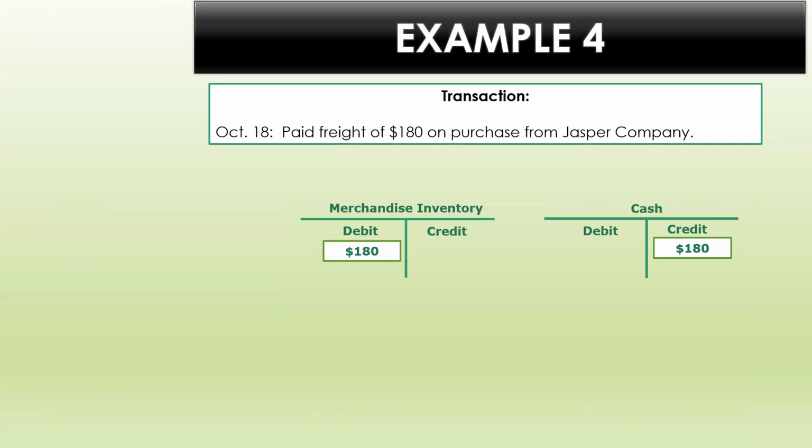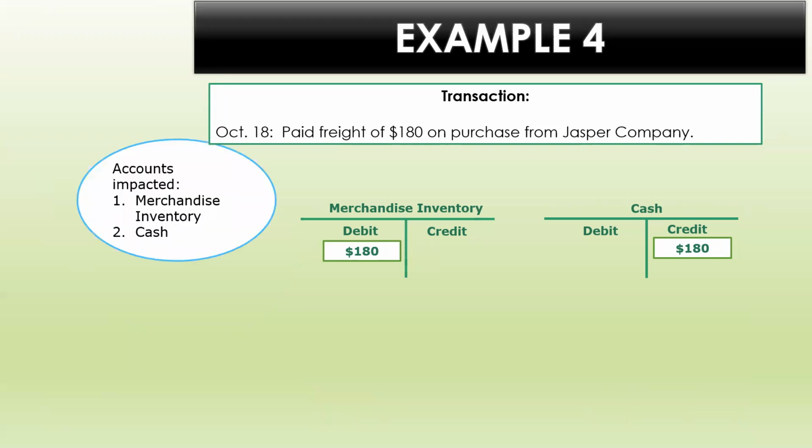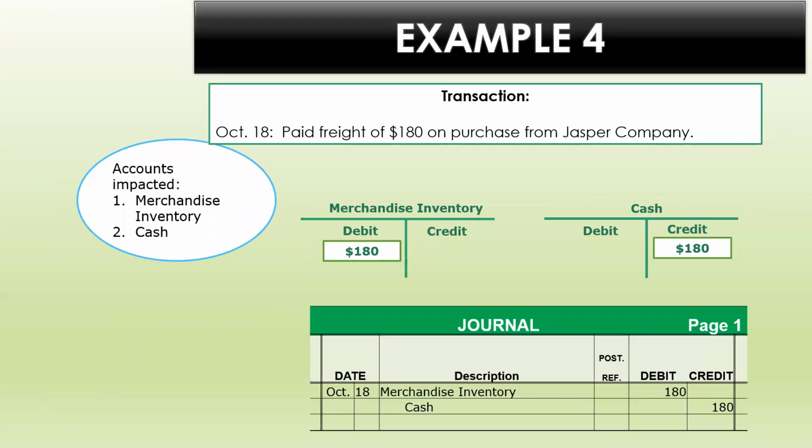Example 4, transaction. On October 18th, we paid freight of $180 on purchase from Jasper Company. Accounts impacted are the merchandise inventory account and cash. We record this transaction like this. On October 18th, we enter our date here, and then we enter our debit first, merchandise inventory for $180, and then we're using the cash account for the credit of $180.